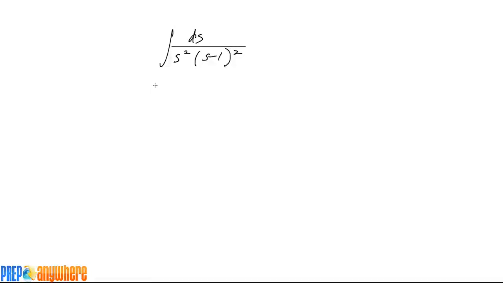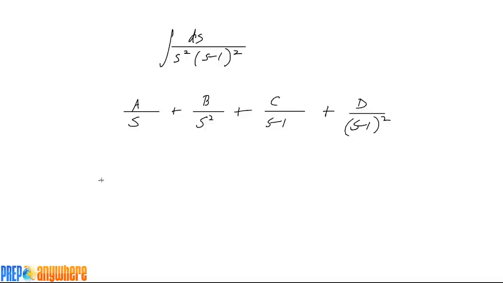Okay, so let's set up the partial fraction for this. It'll be A over s plus B over s squared plus C over s minus 1 plus D over s minus 1 squared. So we gotta combine all of this. Right, the common base will be s squared and s minus 1 squared.